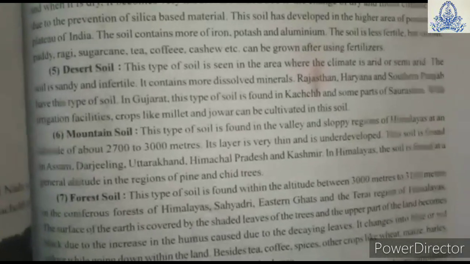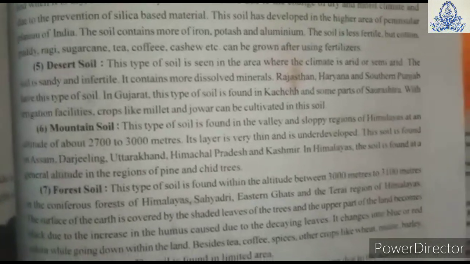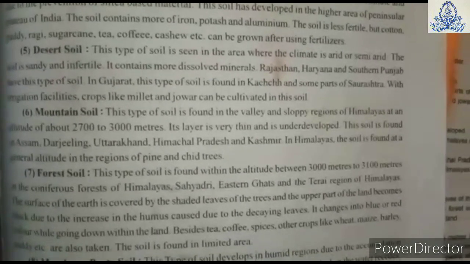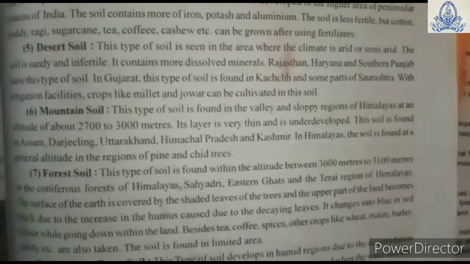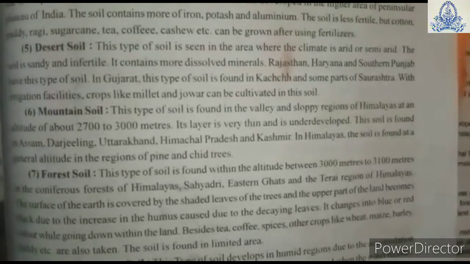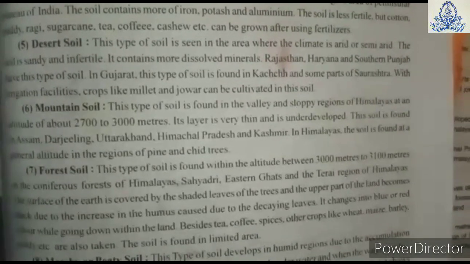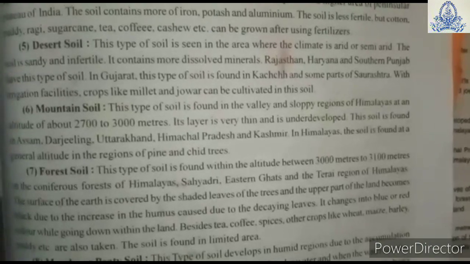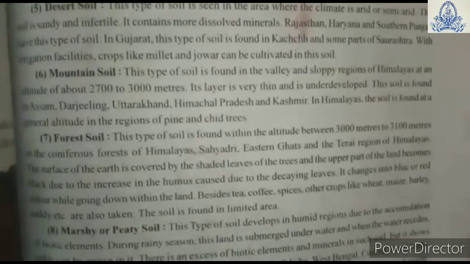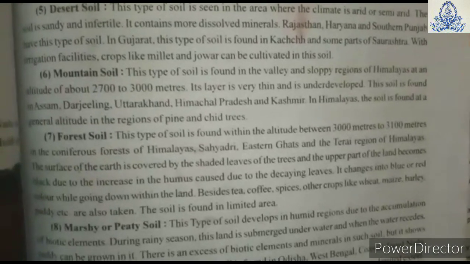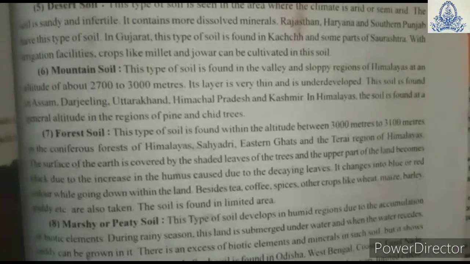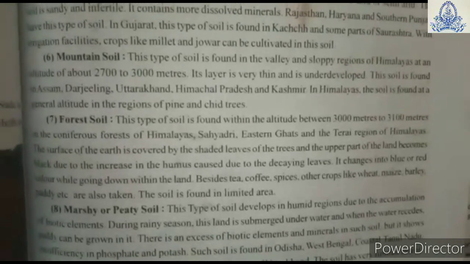Now mountain soil. This type of soil is found in the valleys and sloping regions of the Himalaya, at an altitude of 2700 to 3000 meters. Assam, Darjeeling, Uttarakhand, Himachal Pradesh and Kashmir have this type of soil. Now forest soil. Himalaya, Sahyadri, Eastern Ghats, Tarai region have this type of soil. Tea, coffee, spices and other crops like wheat, maize, barley, paddy, etc. grow in this type of soil.